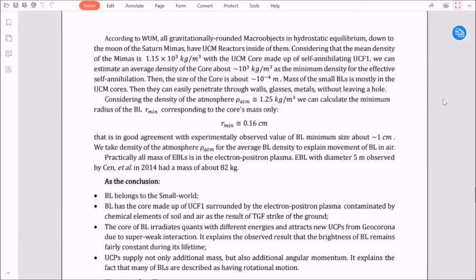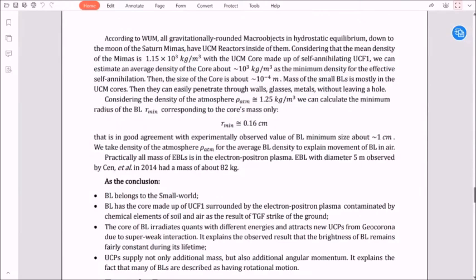We take the density of the atmosphere for the average ball lightning density to explain movement of ball lightning in air. Practically all mass of extreme ball lightnings is in electron-positron plasma. Extreme ball lightning with diameter 5 meters, observed by Sen et al. in 2014, had a mass of about 82 kilograms. As the conclusion, ball lightning belongs to the small world.